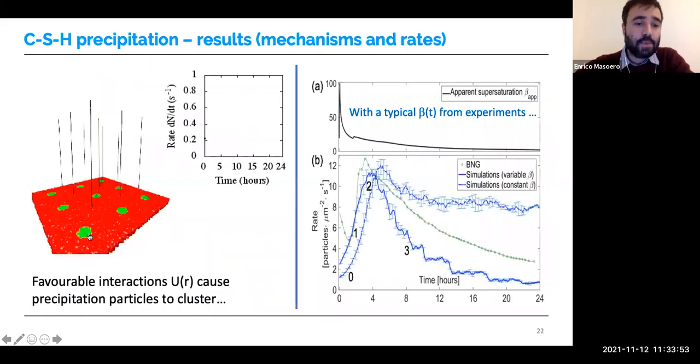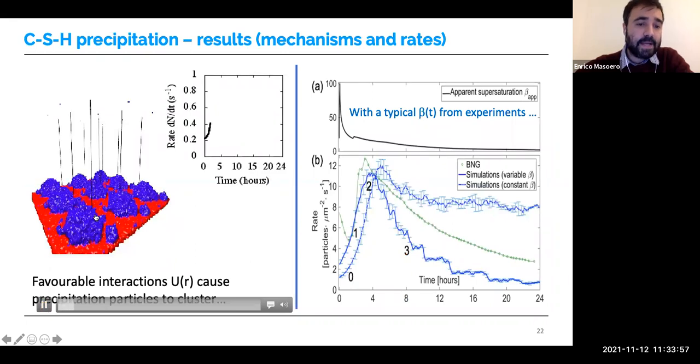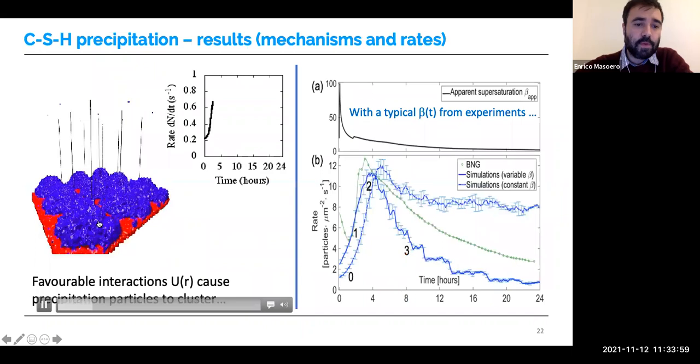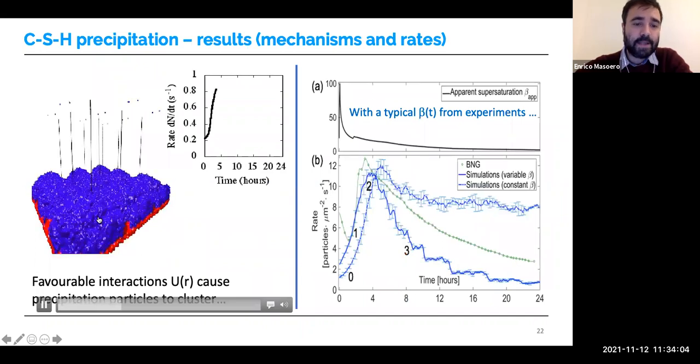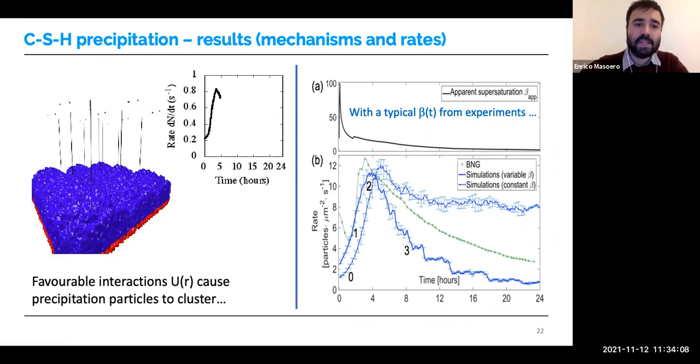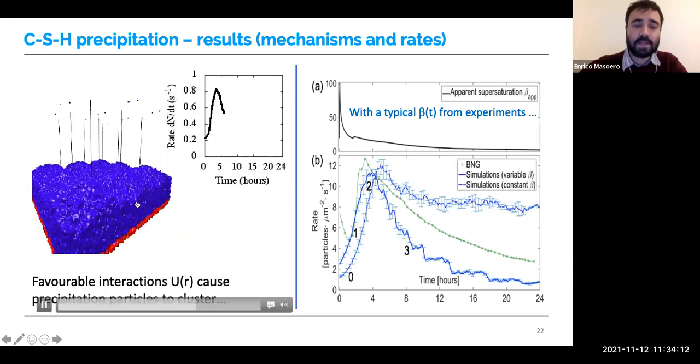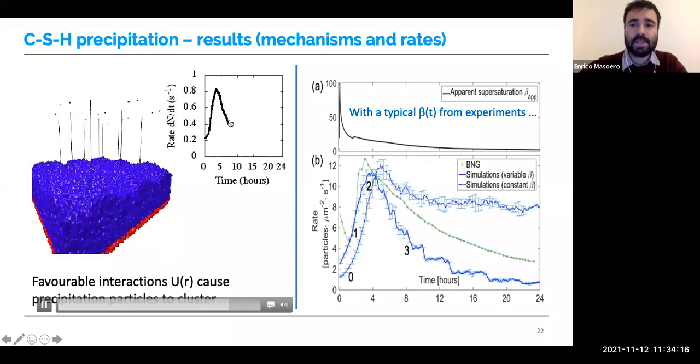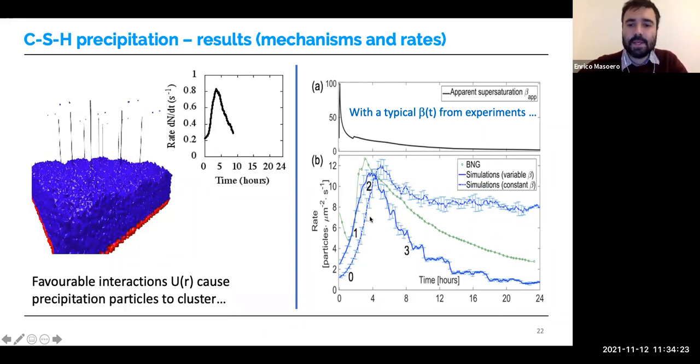And then we ran the simulation and we saw the type of mechanism that we observed. Each blue element here is a CSH nanoparticle. They were aggregating, they were starting to precipitate on the surface, then grow outwards to minimize the interfacial energy as hemispheres. And when they started to impinge one against the other, the rate predicted by the model started to decrease. And we were able to simulate 24 hours of process with this method.